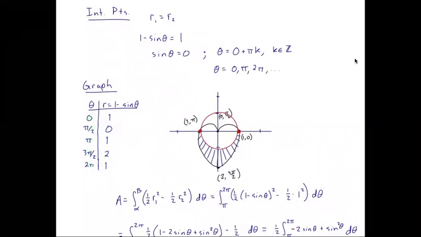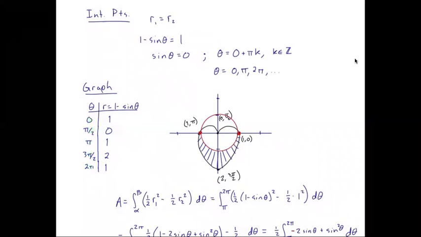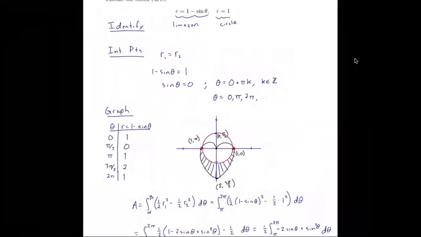Now, before we try to draw this thing, though, let's go back and find the intersection points. Set the first curve equal to the second. 1 minus sine theta equals 1 then. Subtract 1 from both sides, so sine theta equals 0. Solve for theta. Theta is 0 plus pi k. So in other words, theta is any whole number multiple of pi. 0, pi, 2 pi, 3 pi, negative 2 pi, and so on. Hopefully we'll only need some of these positive angles right here.